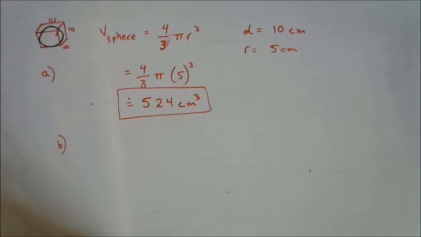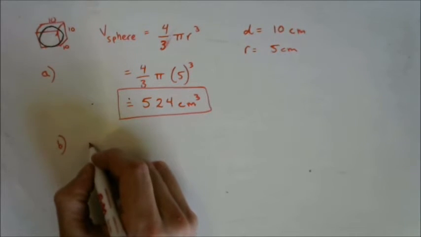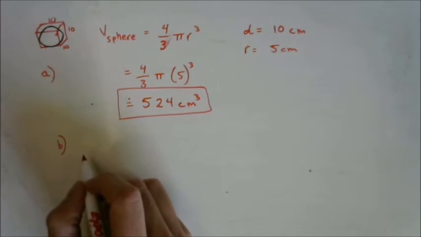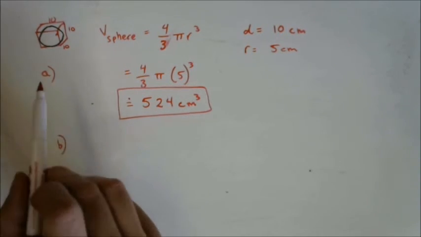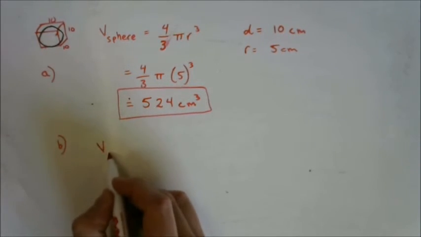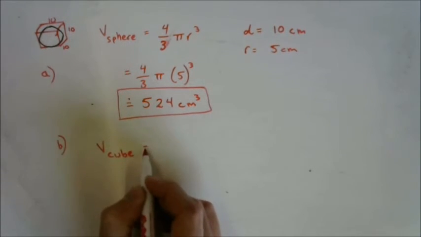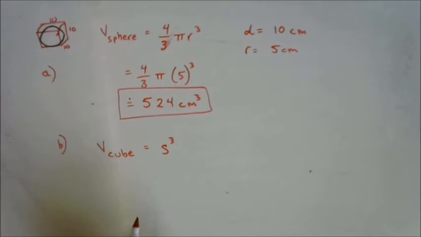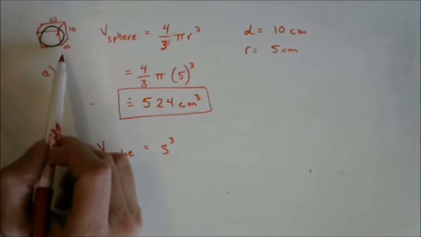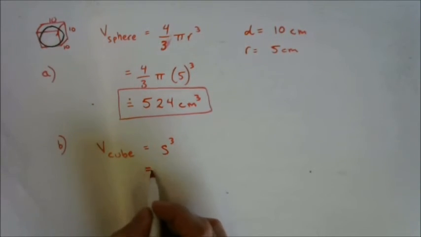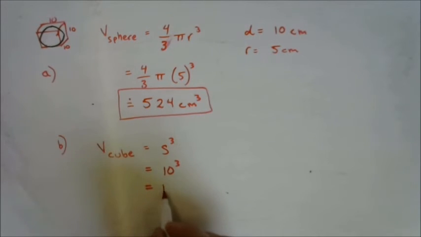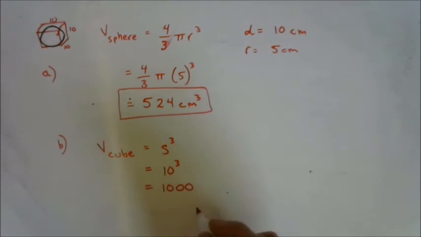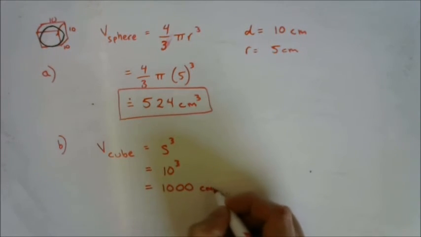What do we need to do in order to find that out? Don't get confused with surface area. So we need the volume of the box, right? We need the volume of a cube. Well, the volume of a cube is just s cubed. It's length times width times height, but length, width, and height are all the same. So it's just 10 cubed, which is 1,000, subtract 524 centimeters cubed.